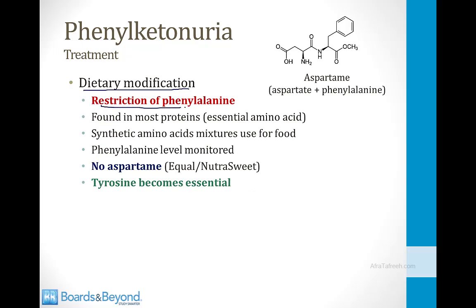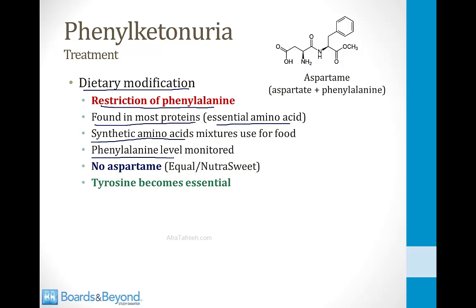You restrict phenylalanine in the diet of children born with PKU. Now, unfortunately, phenylalanine is found in most proteins. It's an essential amino acid. So there are synthetic amino acid mixtures which are made just for children with PKU. You can actually monitor a phenylalanine level in the plasma of children with PKU to make sure they're not getting too much in the diet.